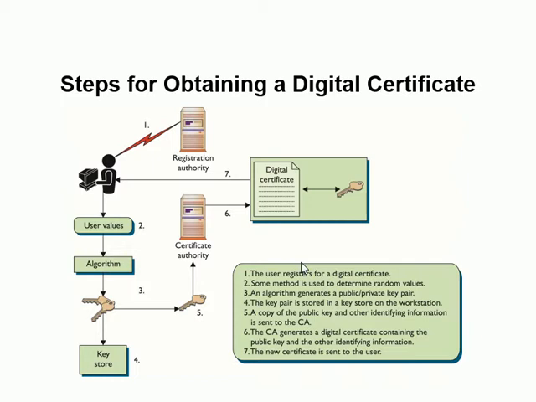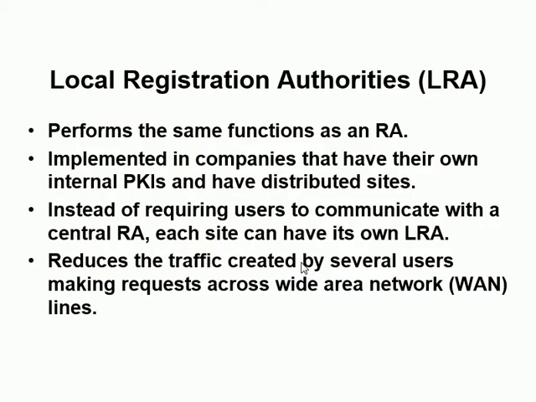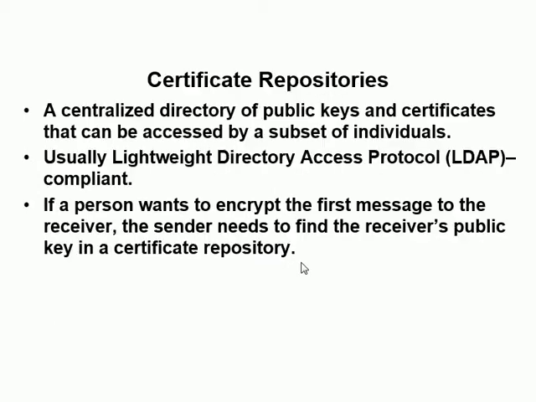If I'm trying to prove my identity and send my key to someone, I'm going to give them that digital certificate, and they're going to verify that digital certificate with the CA. So a local registration authority performs the same functions as an RA, but it's implemented in companies that have their own internal PKIs. So if you're not going to use the public internet for your RA, you can certainly do all this internally using LRAs, or a local registration authority.